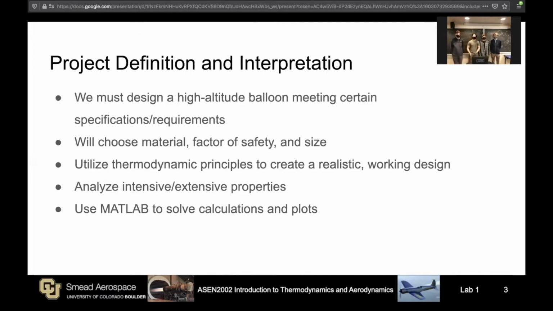All right, so as you well know, as far as project definition and interpretation goes, we have to design a high altitude balloon that meets certain specifications and requirements. So we will be choosing the material we use, the factor of safety, as well as the size, including volume and thickness and radius. We're going to be utilizing thermodynamic principles to create a realistic and working design. We're going to analyze intensive and extensive properties, as well as use MATLAB to do our calculations and our plots.